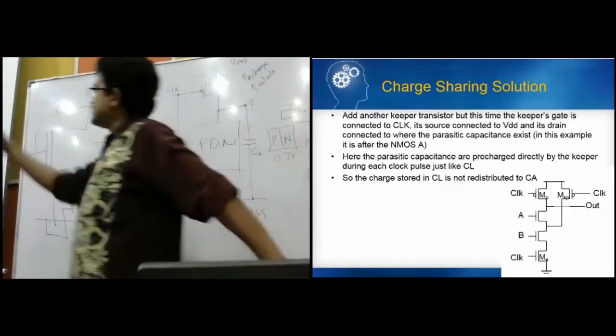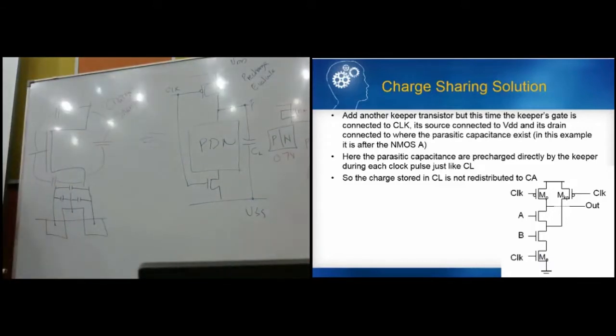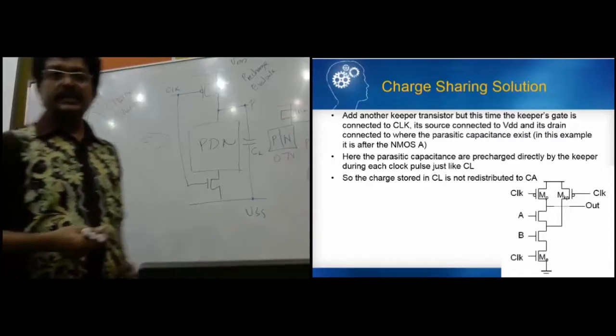Tapi keeper transistor yang asalnya input is connected to out. But this particular keeper transistor, the input is still connected to clock, but it is connected in between the transistor pada bahagian pull down network. Pull down network kita ni ada dua transistor, kita sambung dia antara A dengan B. Kalau kita ada tiga, kita akan sambung A, B and C. Terpulanglah pada bilangan pull down transistor yang kita ada.